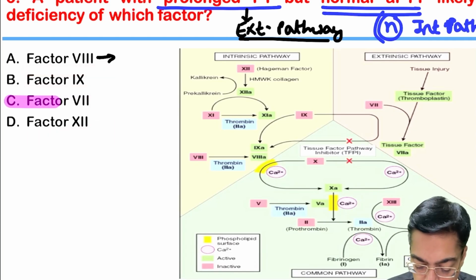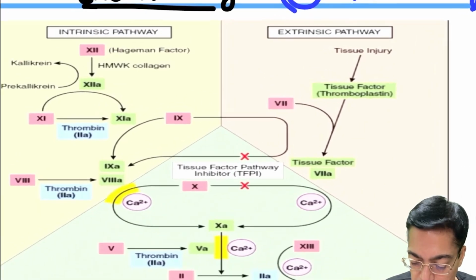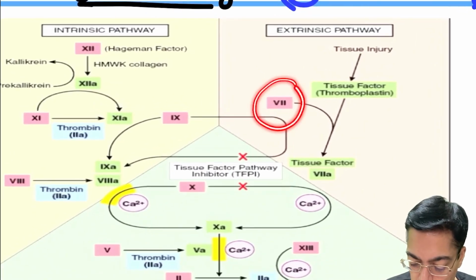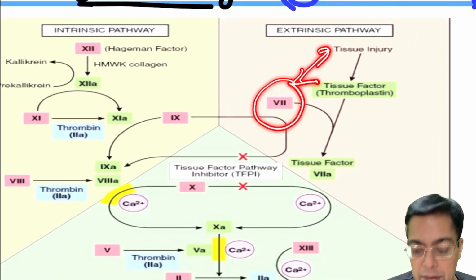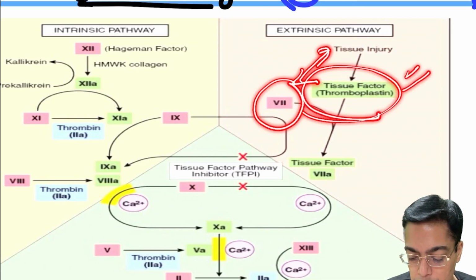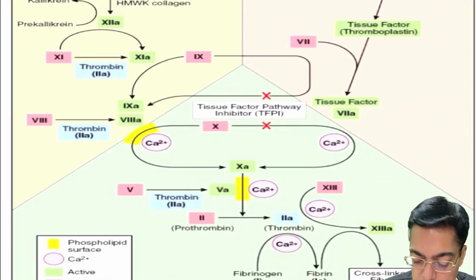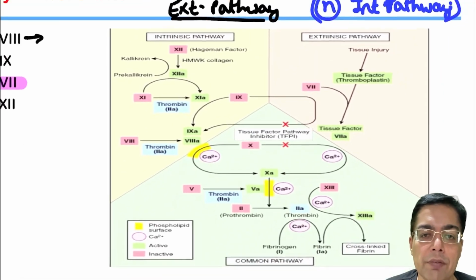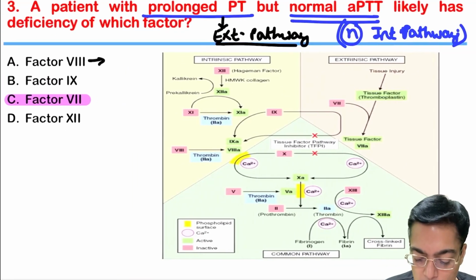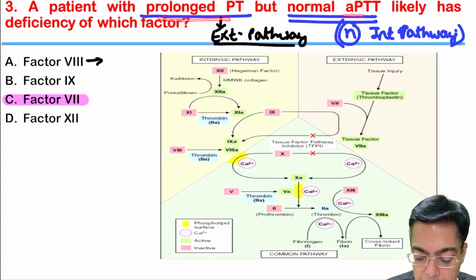The answer therefore you have to remember is factor 7, because factor 7 is going to be a part of the extrinsic pathway. This is what is going to be activated in the presence of tissue factor, which is also given the name of thromboplastin, and that is what is going to be causing activation of factor 10 and the subsequent pathway that we talked about earlier. So any patient who is going to be having prolonged PT and normal APTT is going to be having a deficiency of factor 7.